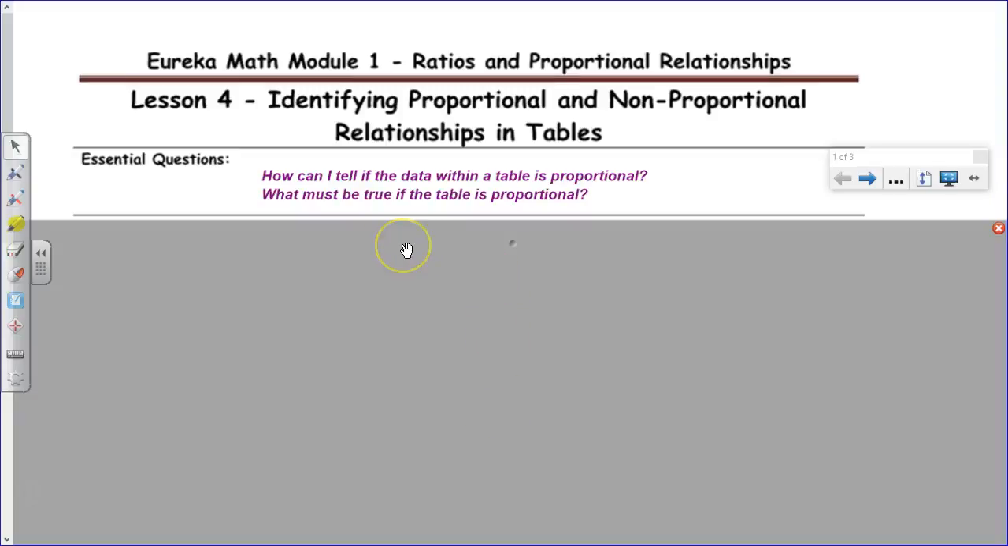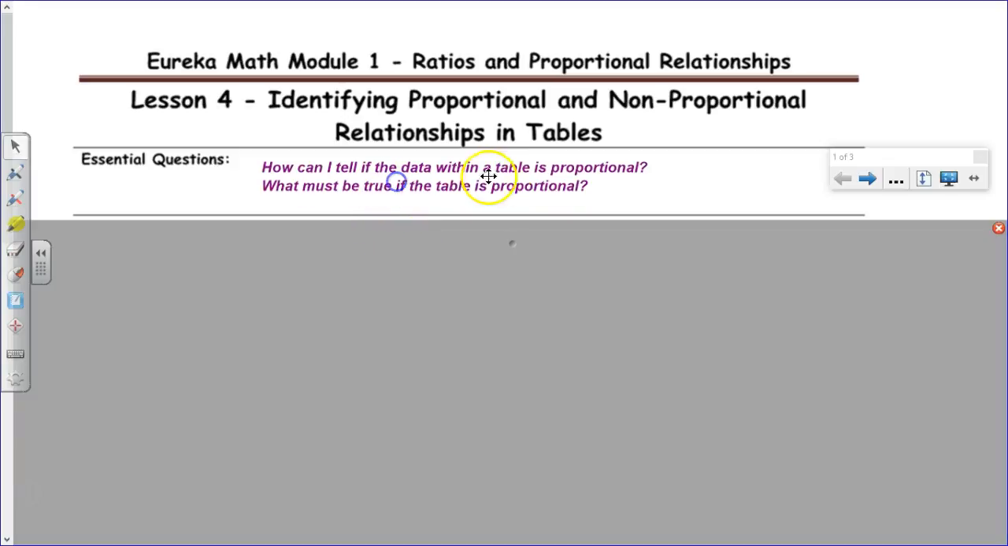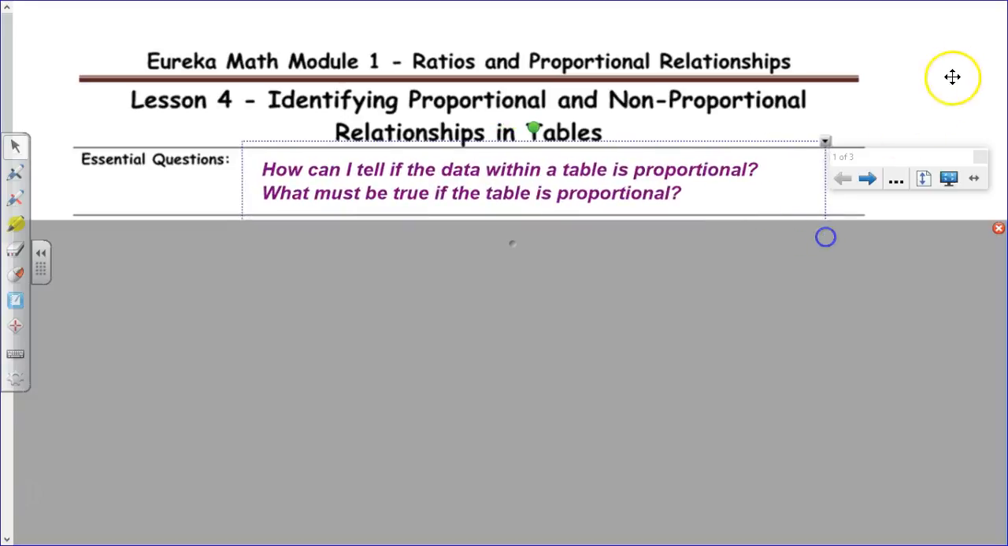Go ahead and write down your essential question. How can I tell if the data within a table is proportional? And what must be true if the table is proportional? Remember, tomorrow in class you're going to answer this on the page that has the summary. That's the bottom of 14.